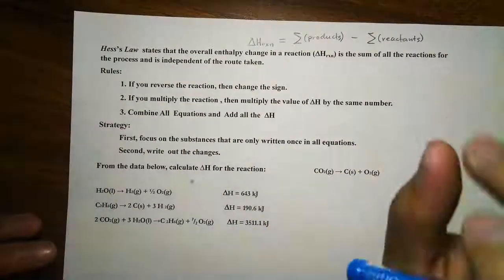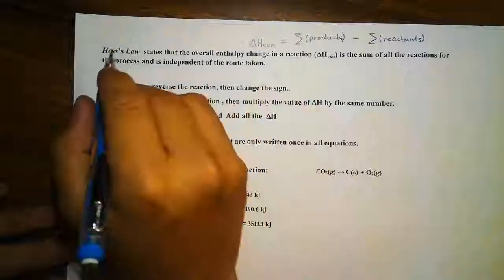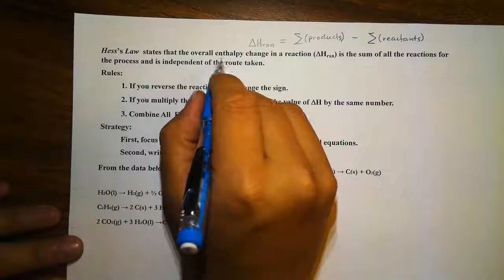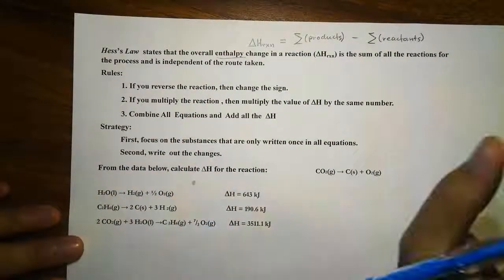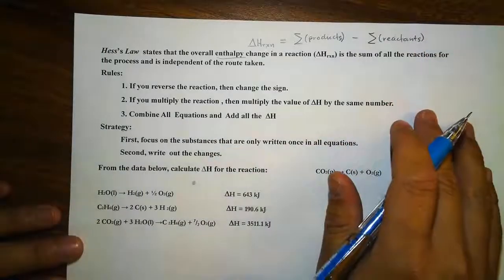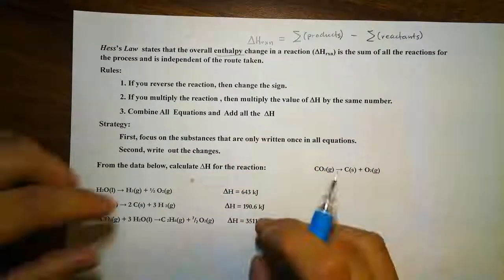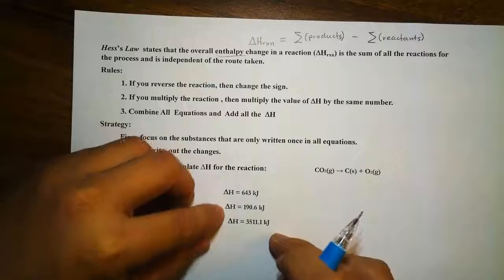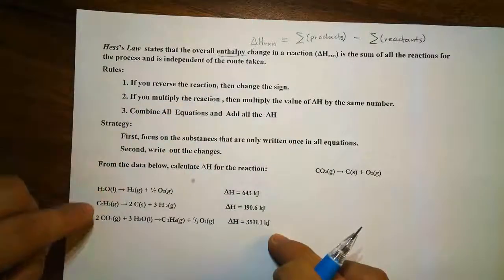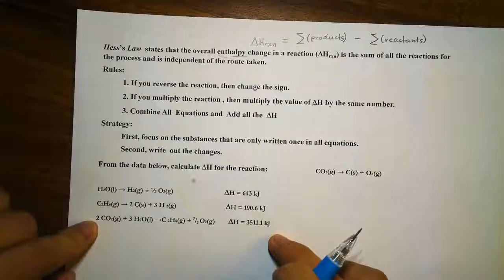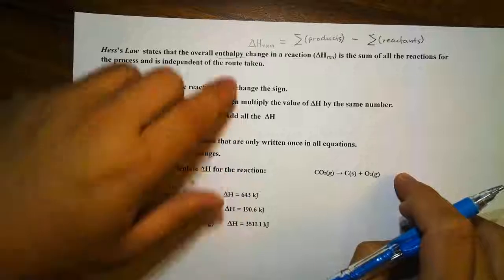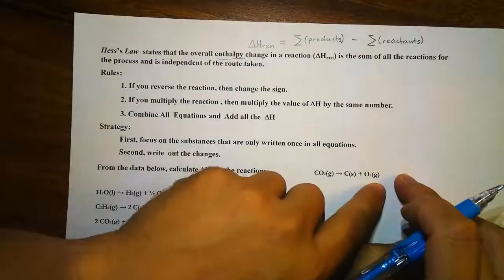Well, there is something called Hess's law. Now, Hess's law basically states that the overall enthalpy change in a reaction, which is right here, delta H reaction, is the sum of all the reactions. Basically, you add all of them together for the process. So the process of this one requires 3 separate reactions. You basically add all of them together, and you will get your delta H of this one.